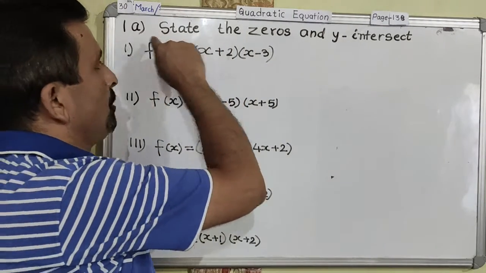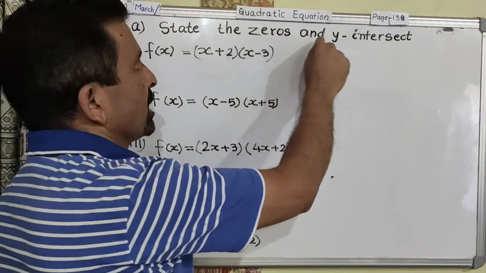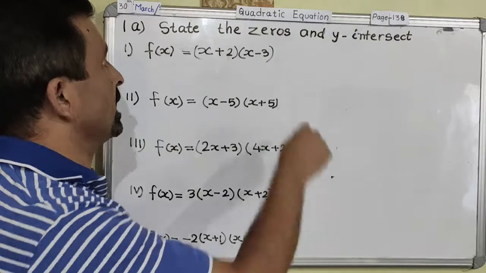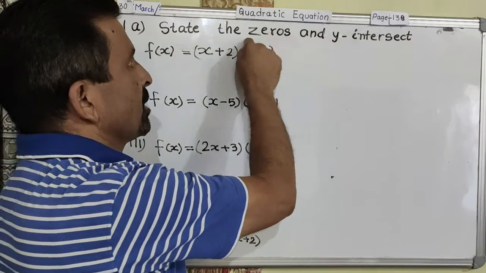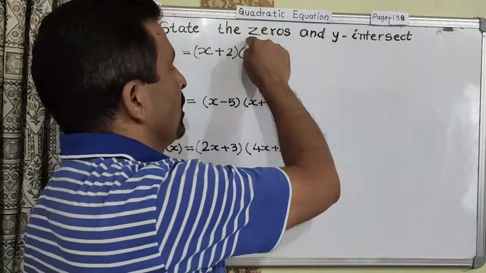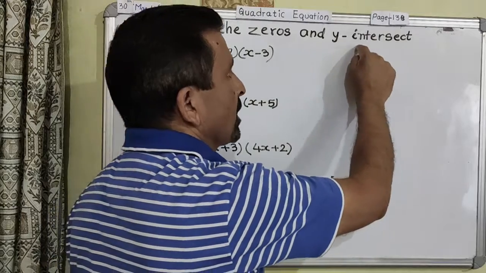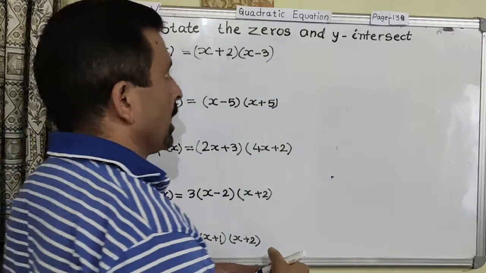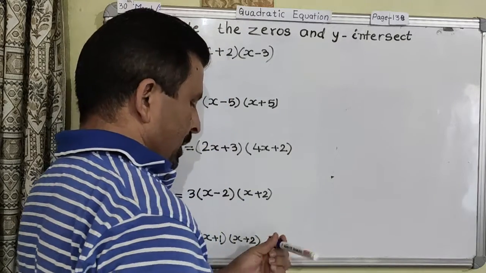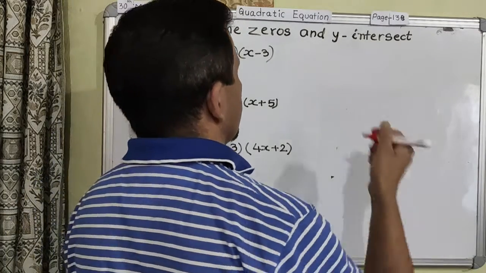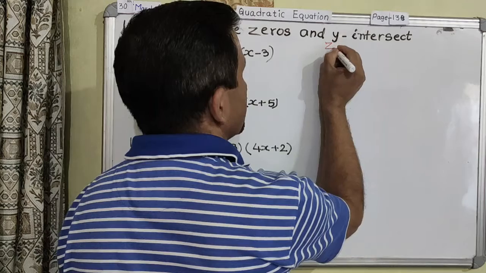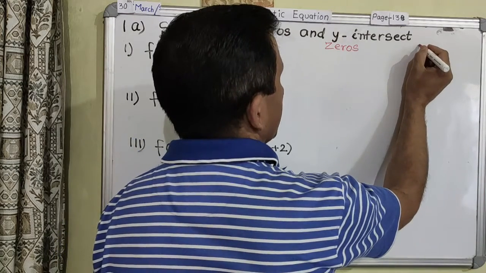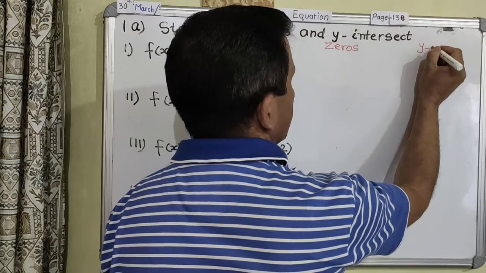So first, part A of this question is: state the zeros and the y-intercept. That means in the first step, we are going to calculate the zeros. Zeros means x-intercept. You are going to get the zeros, and then you are going to calculate the y-intercept. So we will do it one by one. First of all, I will show you the zeros. Clear? And then we will calculate the y-intercept.